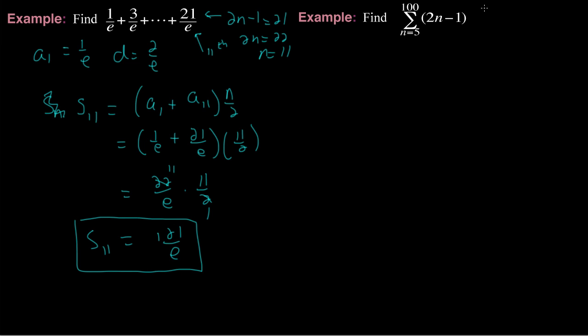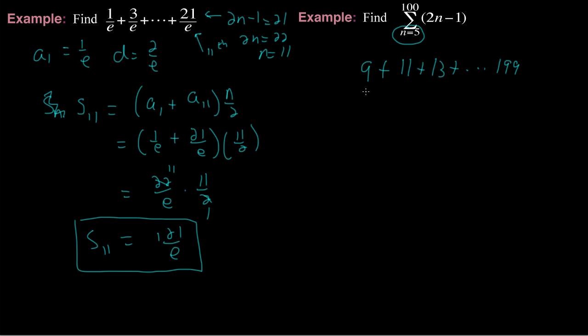The final example combines sigma notation with arithmetic series. This time I'm starting at 5. So when I plug 5 into my formula, I have 2 times 5 is 10 minus 1, which is 9, plus plug in 6, I'm going to get 12 minus 1 is 11, plus plug in one more, 7. 7 times 2 is 14 minus 1 is 13, plus dot dot dot. And when I plug in 100, I get 200 minus 1, which is 199. I need to find the sum of these numbers.